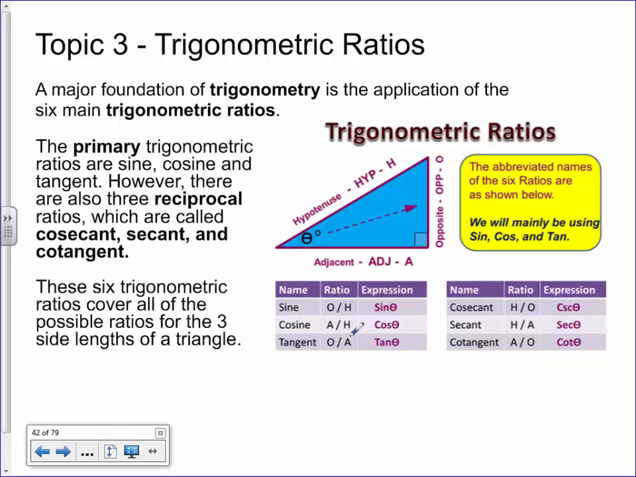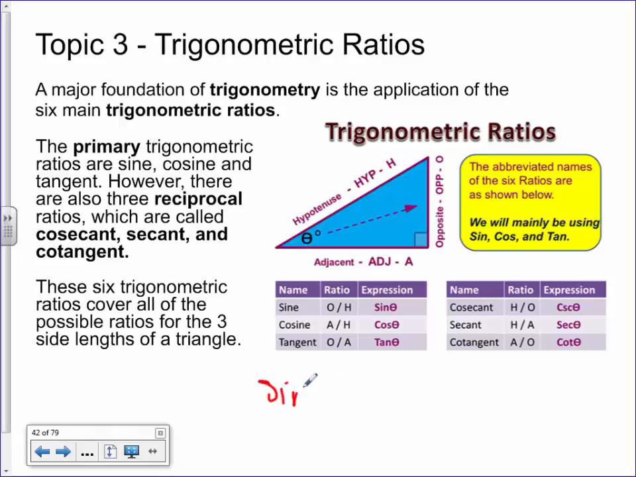Cosine is normally adjacent over hypotenuse. A secant is hypotenuse over adjacent. You flip them. Do you guys remember what you call it when you take a fraction and flip it upside down? Good, yeah. The reason I want to show this is I need to make sure you know a difference in notation.